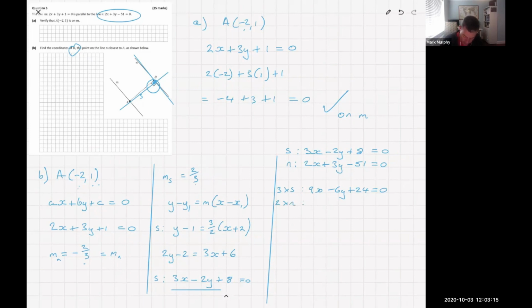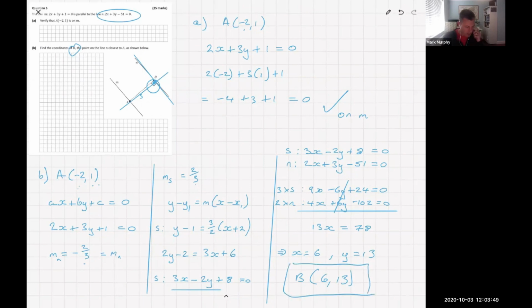That becomes 4x plus 6y minus 102 equals 0. So they cancel. So we're left with 13x is equal to 78. Therefore, x is equal to 6, and substituting back in, you get y is equal to 13. So the coordinates of B there are 6, 13. Okay, that was 2018. Okay, let's do the next one, right?